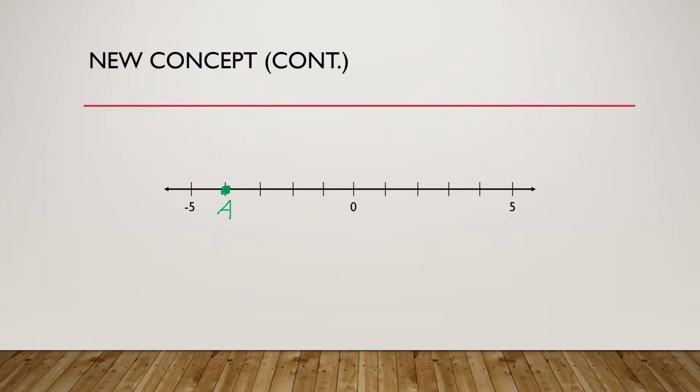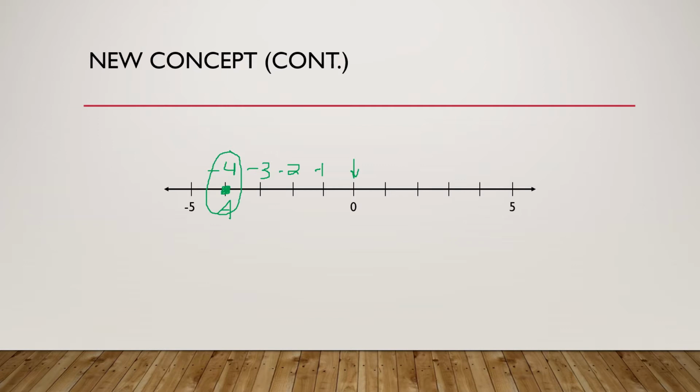So if this middle tick mark right here is 0, and we're going to the left, that means that we know our answer is going to be negative. So then we just count our tick marks. This would be -1, -2, -3, -4. So this one would be -4. And it would be the same thing if you were on the right, except they would be positive.